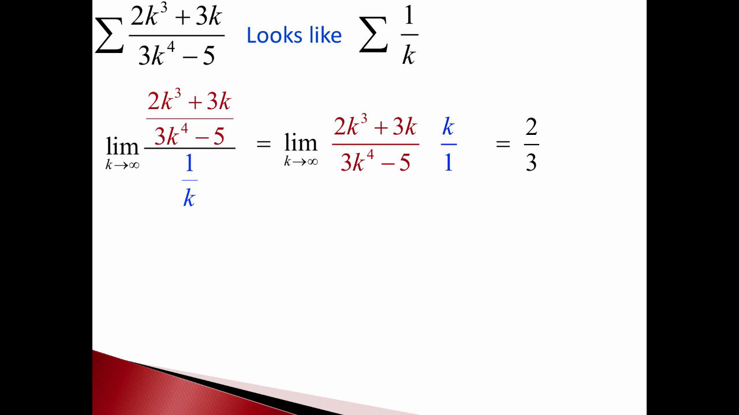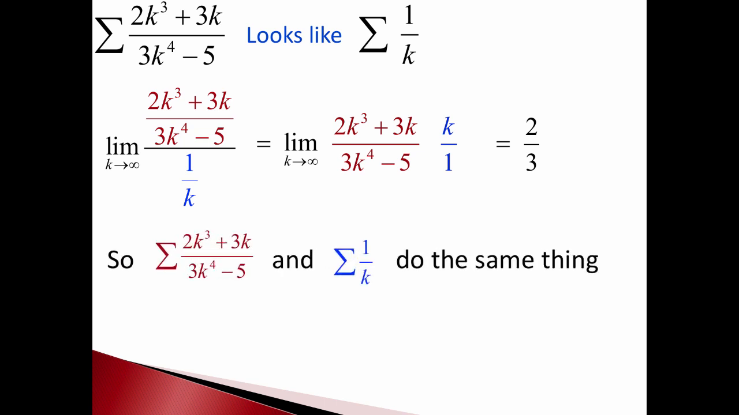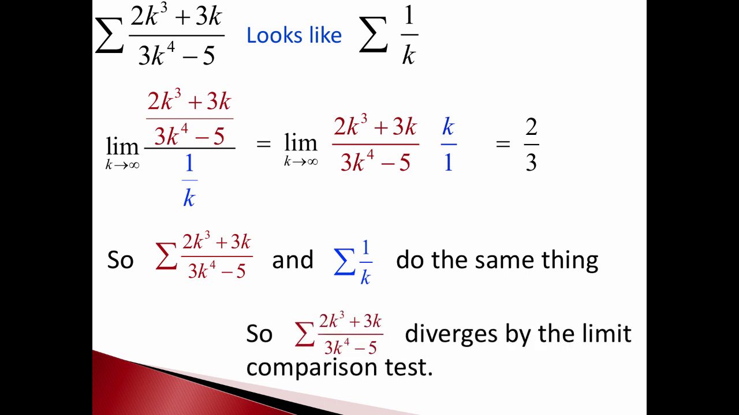That means that these two sequences we're testing are equally powerful, so these series will do the same thing. And the thing that 1 over k, that series, does is diverge. It's the harmonic series, a p-series with p equal to 1. So the series that, until a few minutes ago, we didn't know what to do with has to diverge by the limit comparison test.